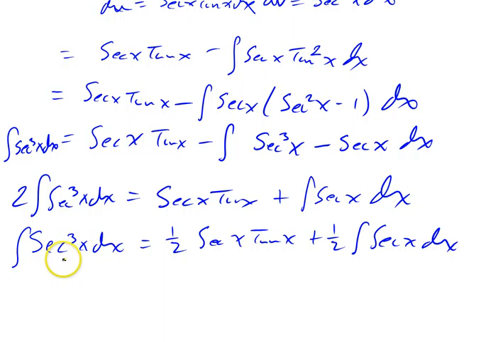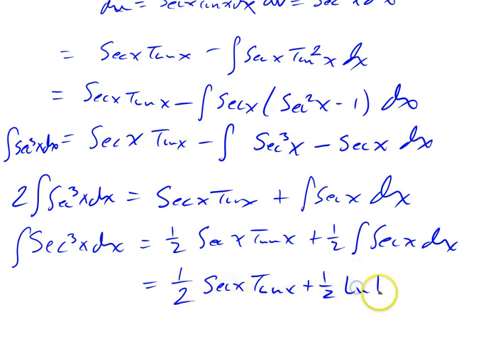So the secant cubed turns into something plus an integral of secant to the first power. Right? So we started with the integral of secant cubed, we ended with an integral of secant, which we happen to be able to do. Right? That's that goofy one. Natural log of the absolute value of the secant x plus the tangent x. Okay. Plus a constant.